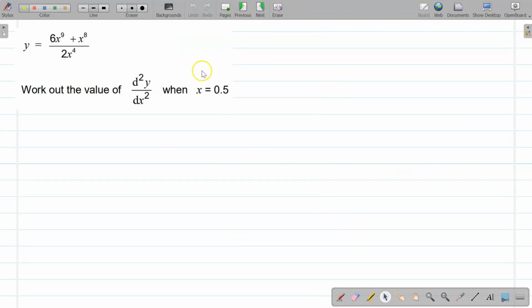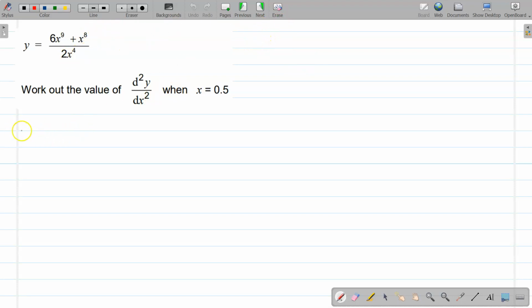Next question. This is about differentiation. In fact, it's about finding the second derivative. That's the rate of change of the rate of change. So what we have to do is, first of all, split this into 2 fractions.